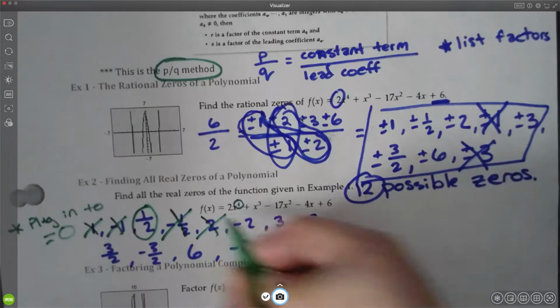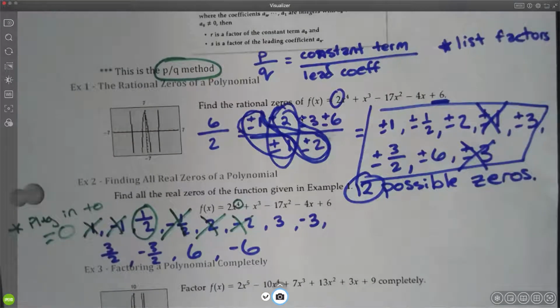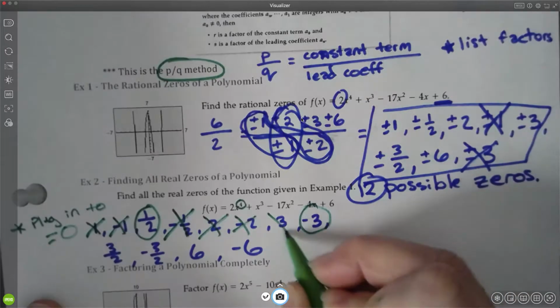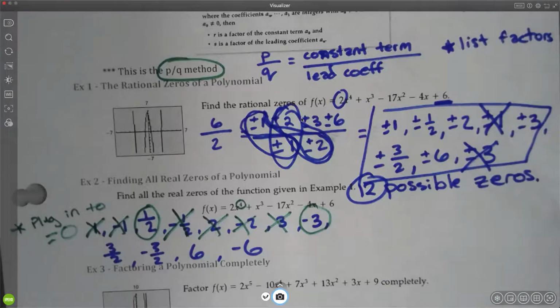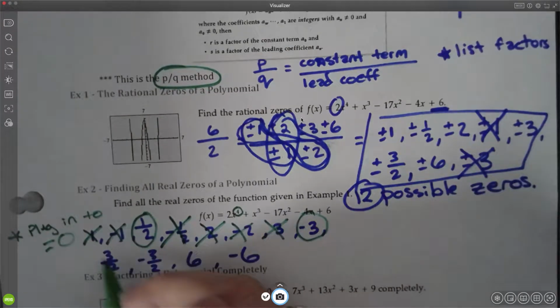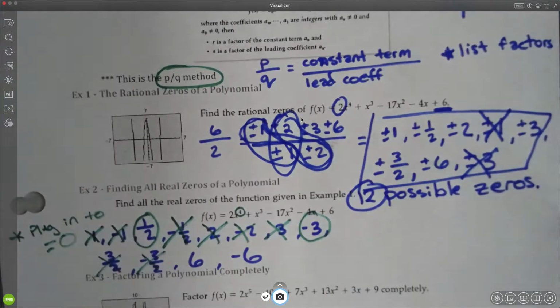What about 3s back there? No to positive, yes to negative. Yes to negative 3, because it came out to be 0. Okay. What about 3 over 2? Neither of them work. Positive 3 over 2 doesn't work, and negative doesn't work. Neither of the sixes work.